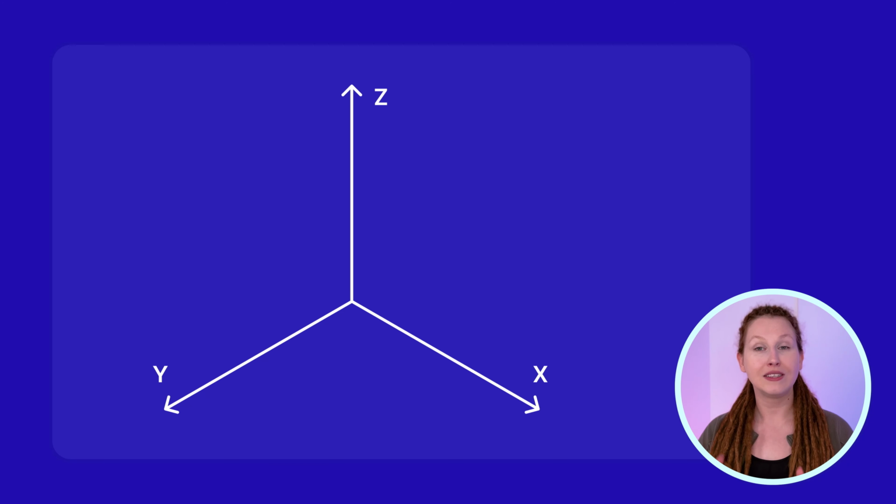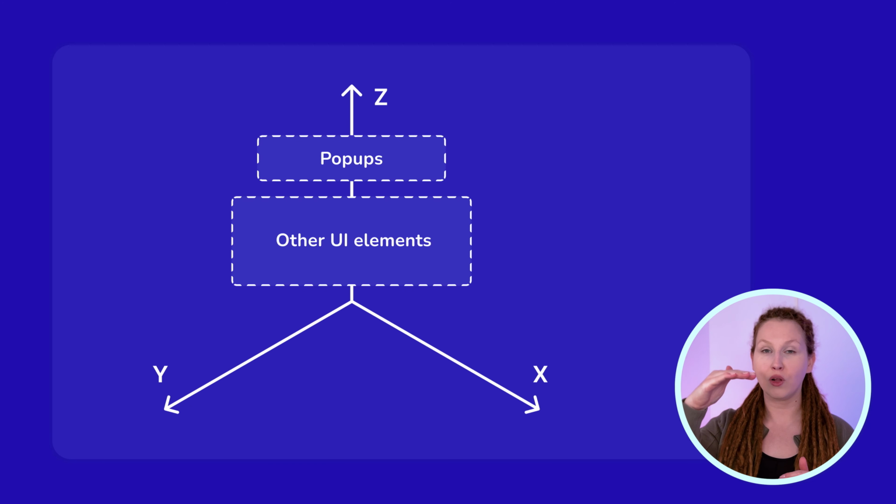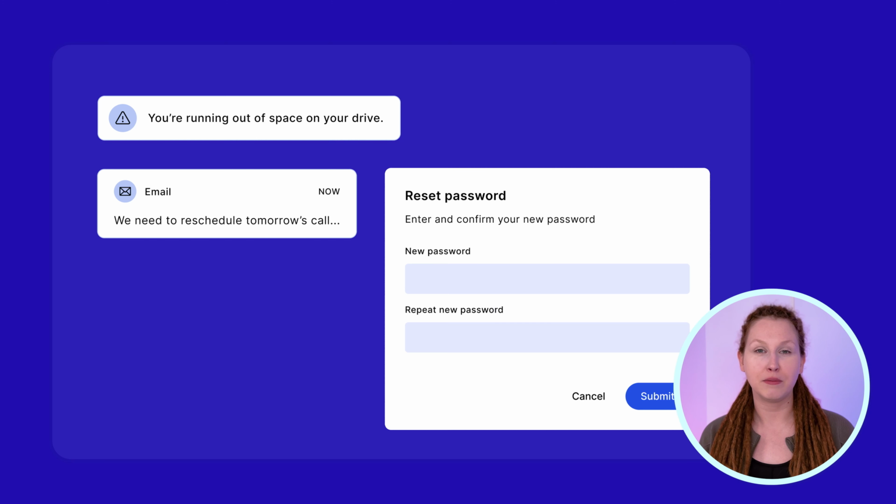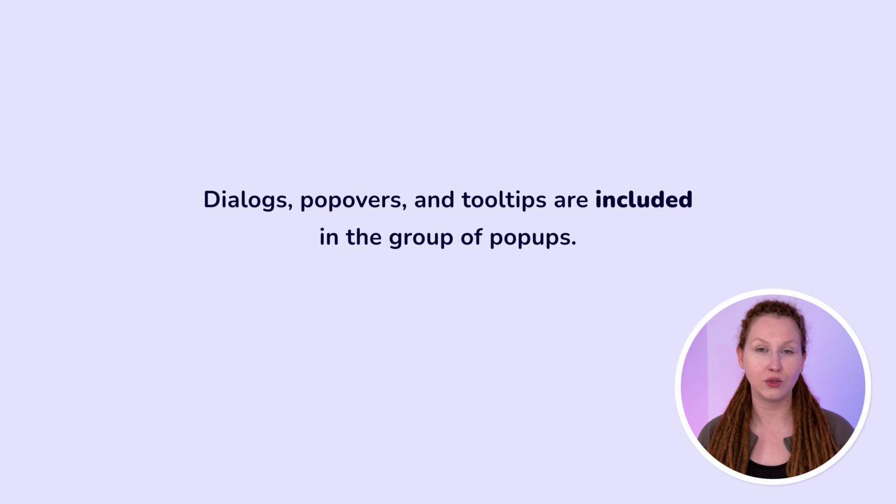Let's start with a pop-up. It's a general term that refers to any temporary overlay that appears on top of main content or interface. On the Z-axis, pop-ups are above all other elements. They usually require user interaction or provide additional information, and they can come in many sizes from very small to full screen. Pop-ups can serve various purposes, including alerts, notifications, or even modal dialogues. We can say that all the remaining elements that we're going to talk about today, so dialogues, popovers, and tooltips, are included in this group of pop-ups.